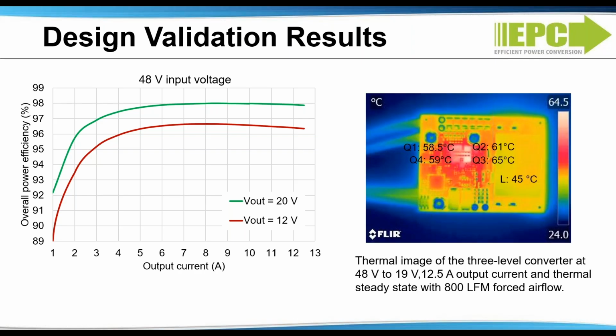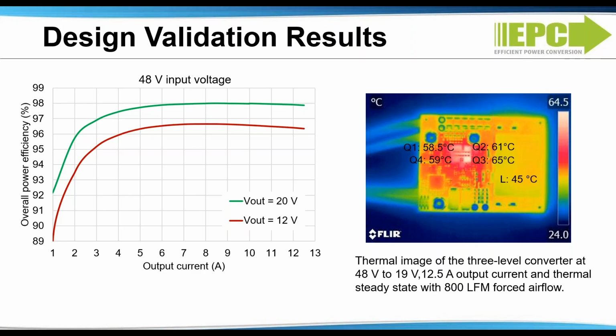The thermal image of the converter operating at 48 volts to 19 volts with 12.5 amp output current with 800 LFM is shown in the right graph. The maximum temperature on the board is less than 65 degrees. This converter is highly efficient and can carry more current with some forced air.